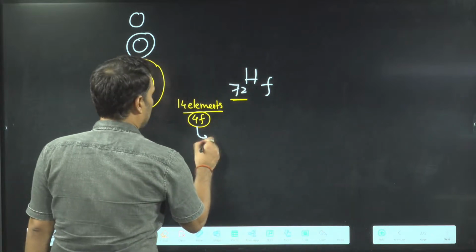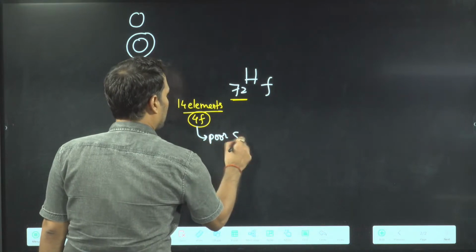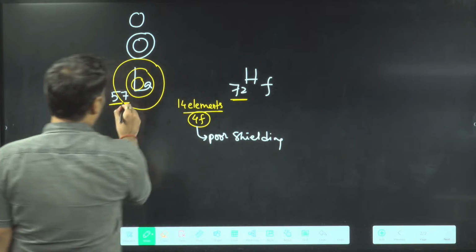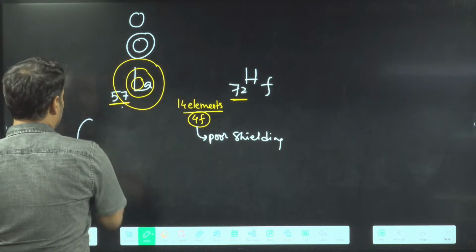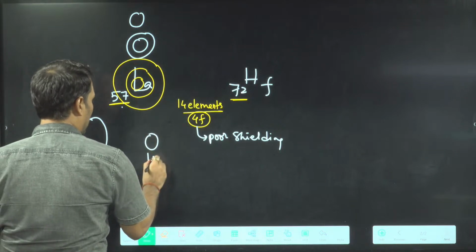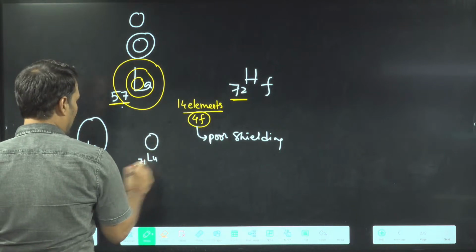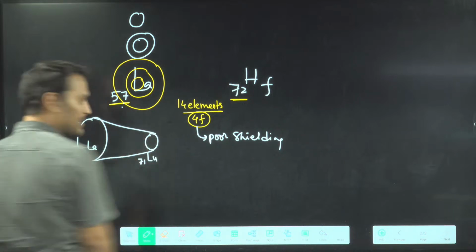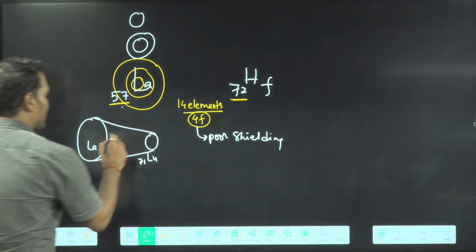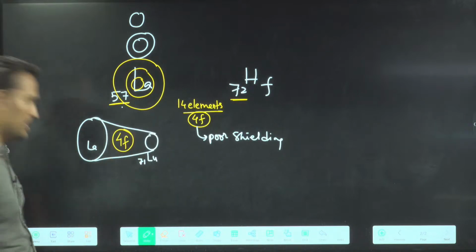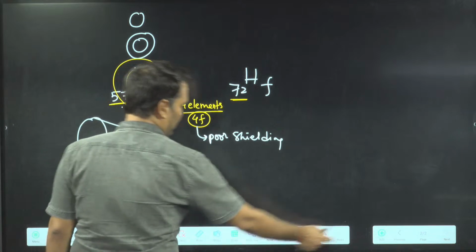4F orbital, poor shielding. So when you come back, 58, 59 like this. Suppose this is lanthanum, and this is lutetium, 71. By the time you reach lutetium, the size has reduced. Why has the size reduced? Due to poor shielding of 4F electrons. So this is only lanthanoid contraction.